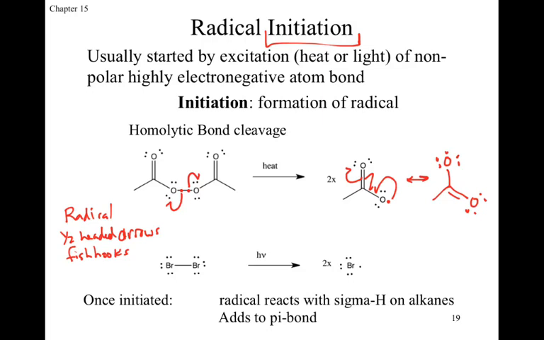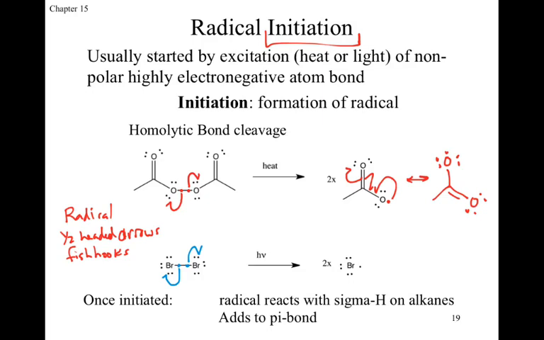The other common way we'll see our radicals used is with bromine, or really with any of our halogens, and we'll talk about limitations on that, but bromine's the characteristic example. In the case of bromine, we'll use light as our energy source, and that will cause our bond to break homolytically, again with our half-headed arrows, and we end up with two bromine radicals. Okay. Once initiated, our radical can go through and do its secondary chemistry, and that would be our propagation step.